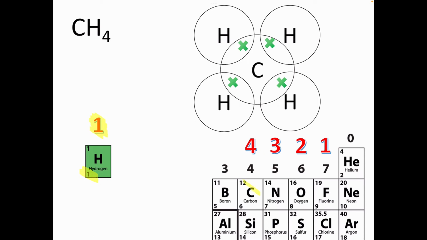Now let's look at carbon. Carbon is in group 4, and its valency is 4. That means all 4 of its outer shell electrons need to be shared. Because there are 4 places that I can put it, I'll put 1 electron into each of the 4 places. Now if I look, carbon has 8 electrons in its outer shell, and each of the hydrogens have 2 electrons in their outer shell, so all their outer shells are full.